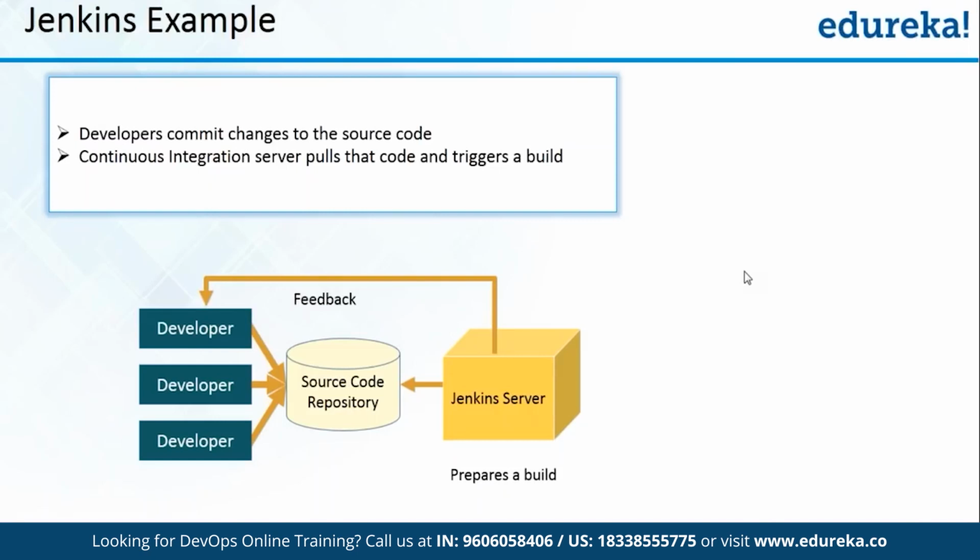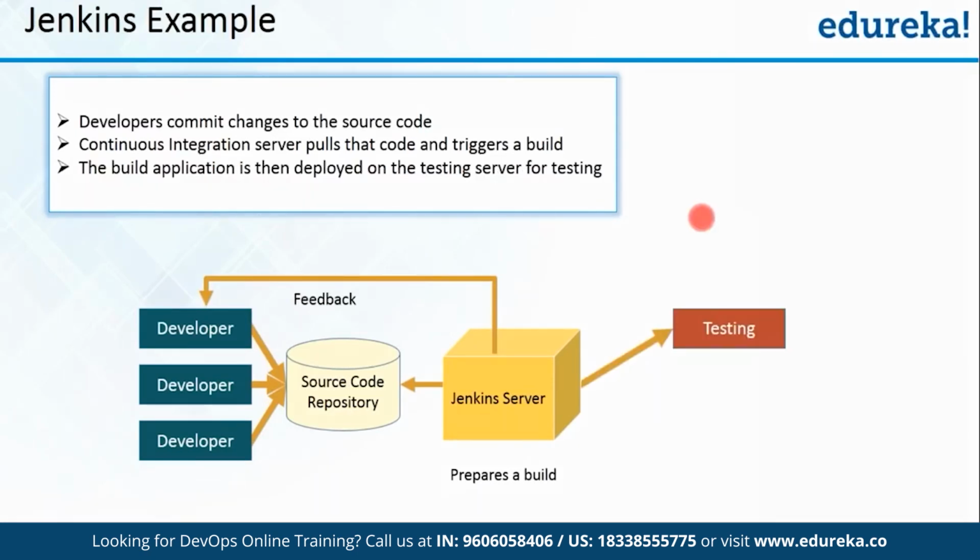Now let us move forward and see what happens once you have compiled your code. Now the code that you have compiled, you need to test it. All right. So what Jenkins will do, it will deploy the code onto the test server for testing. And at the same time, developers will be notified about the test results as well. So let us again execute this practically. I'll go back to my Ubuntu box again.